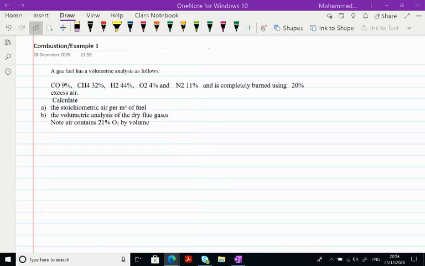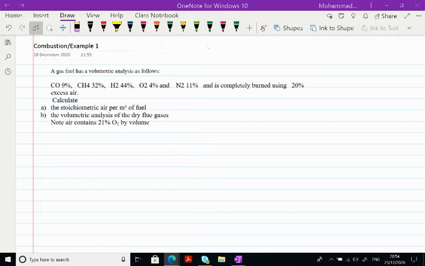The tutorial 1, a gas fuel has a volumetric analysis, CO 9%, CH4 32%, H2 44%, O2 4%, N2 11%, and is completely burned using 20% excess air. Calculate the stoichiometric air per meter cube of fuel.